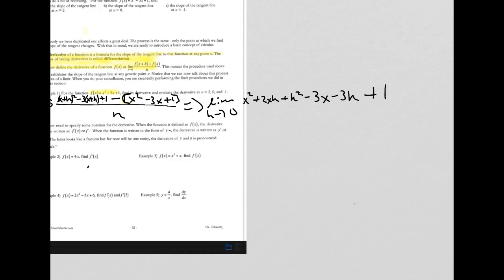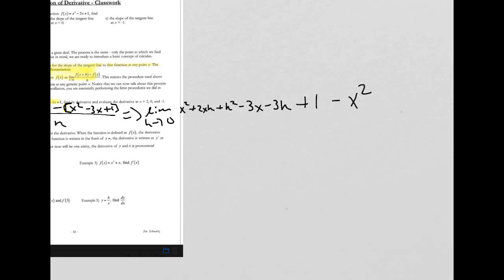Then I need to distribute this negative sign out to all 3 of those. So that's going to give me negative x squared plus 3x minus 1. Sorry. And everything's over h.